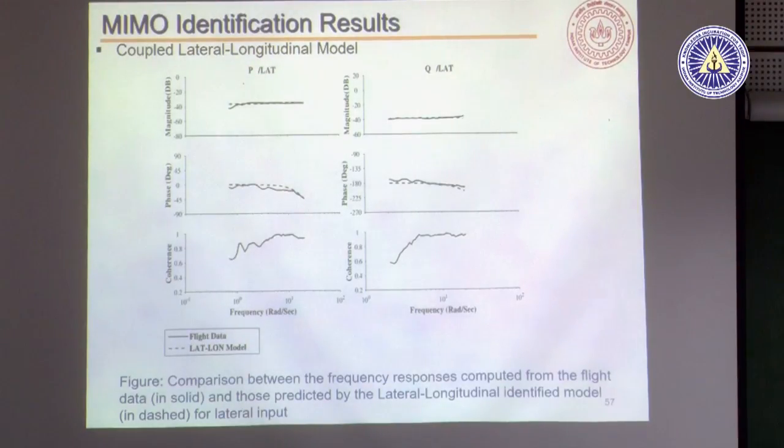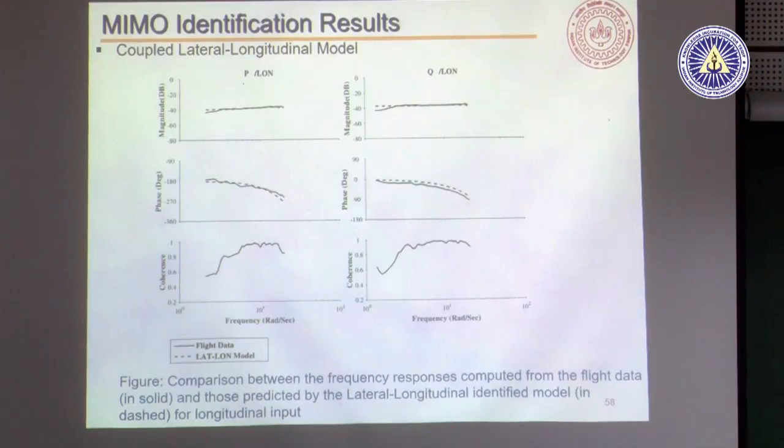This is the result of the identification. So that was the data which was used for that. And again, we are getting reasonably good correlation up to slightly higher than 10 radians per second. So reasonably good. Now this is the lateral longitudinal model. Okay, so here also correlations are fine except for the slightly lower frequency.